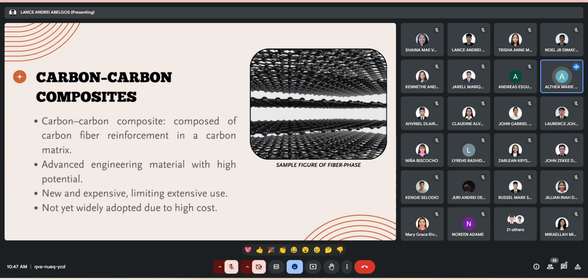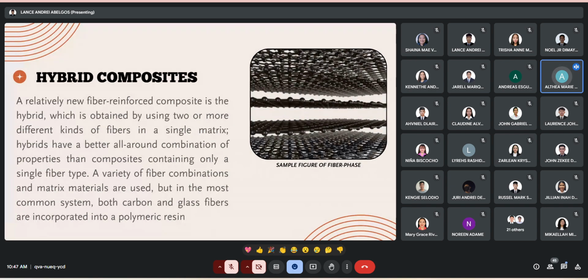The carbon-carbon composites, composed of carbon fiber reinforcements and a carbon matrix, are an advanced engineering material with high potential. They are new and expensive, which limits extensive use, and they are not widely adopted due to high cost.